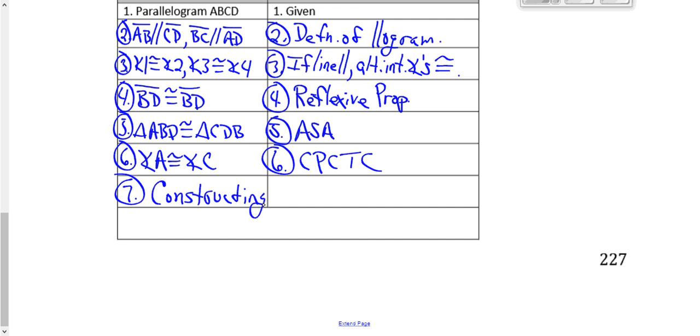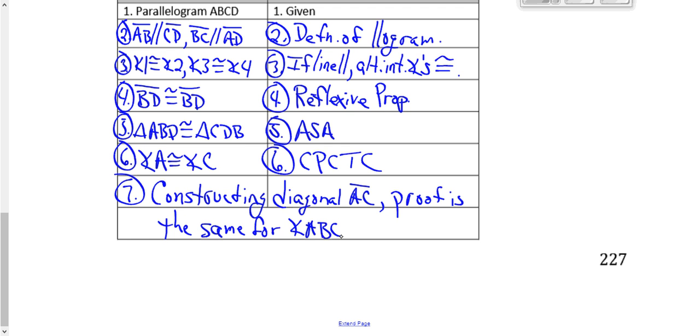Remember, you can put auxiliary lines anytime you want, because if we call it diagonal AC, it's going to be diagonal AC and it's there. Diagonal AC. Okay? Proof is the same for angle ABC congruent to angle CDA.